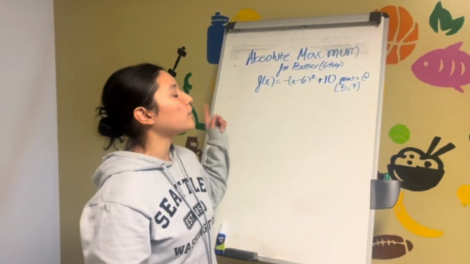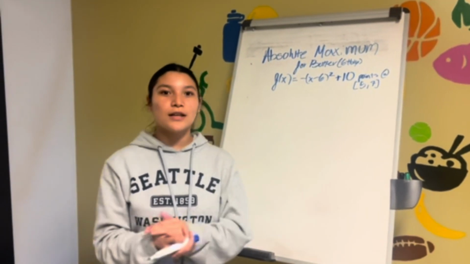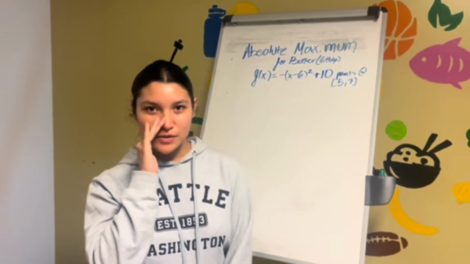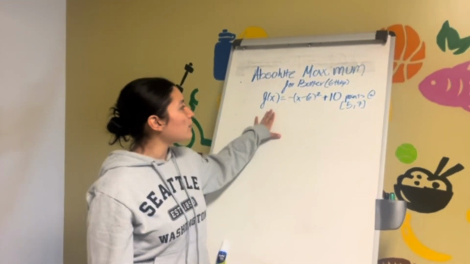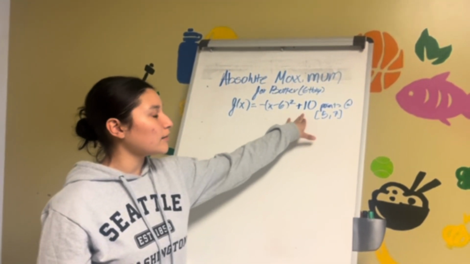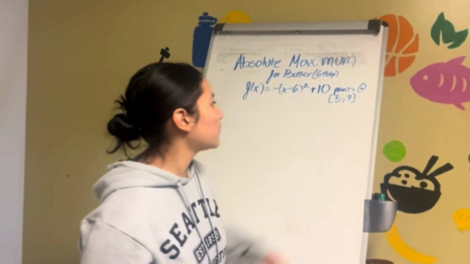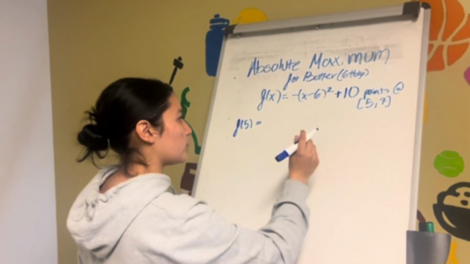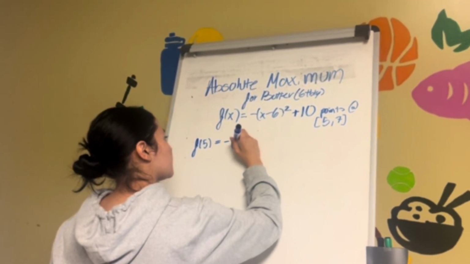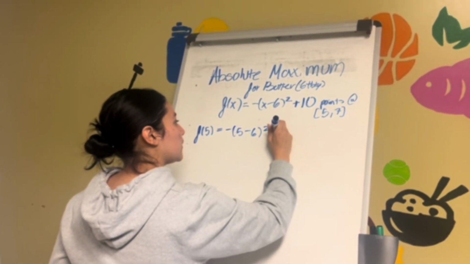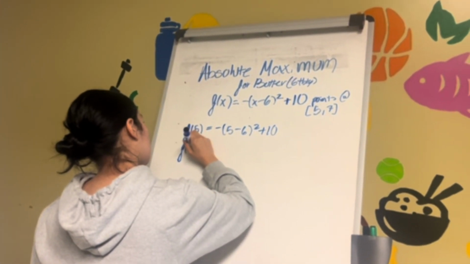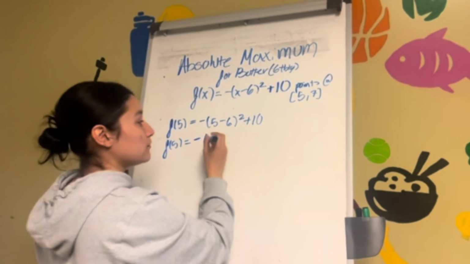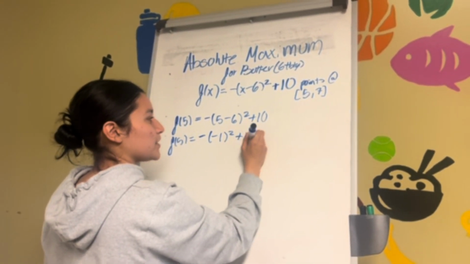Thank you, Brian, for pouring in our flour. Next up, we need to find out how many tablespoons of butter we need. We'll be solving for this by using absolute maximum, and we'll be needing 6 tablespoons of butter. Our equation is negative x minus 6 squared plus 10 with the points 5 and 7. First, we plug in both of our points. We'll start with 5, so instead of x, we'll be using 5. So f of 5 equals negative 5 minus 6, which is negative 1, squared, plus 10.